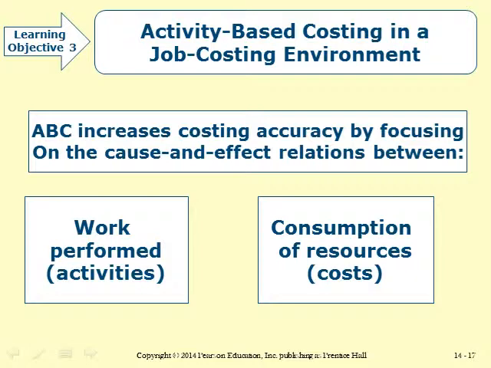As we've seen, ABC usually increases costing accuracy because it focuses on the cause and effect relationship between work performed and the consumption of resources. However, I would also note that ABC creates a much more expensive costing system due to the nature of what's involved to accumulate, allocate, maintain, and effectively explain and get managers to understand how overhead is impacting their product cost.